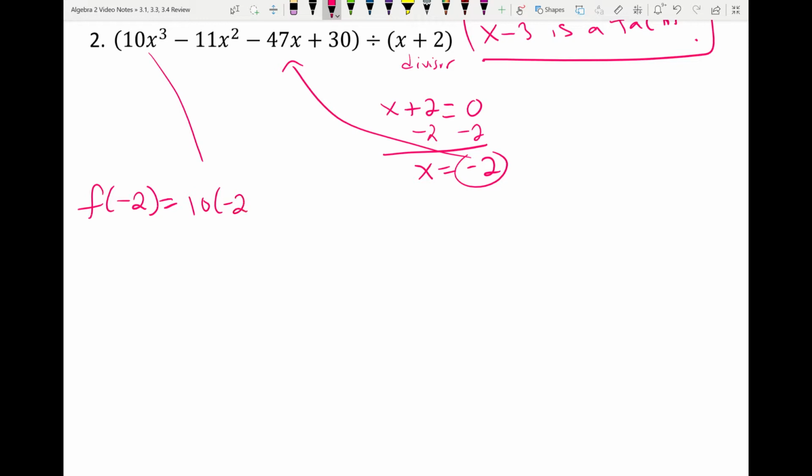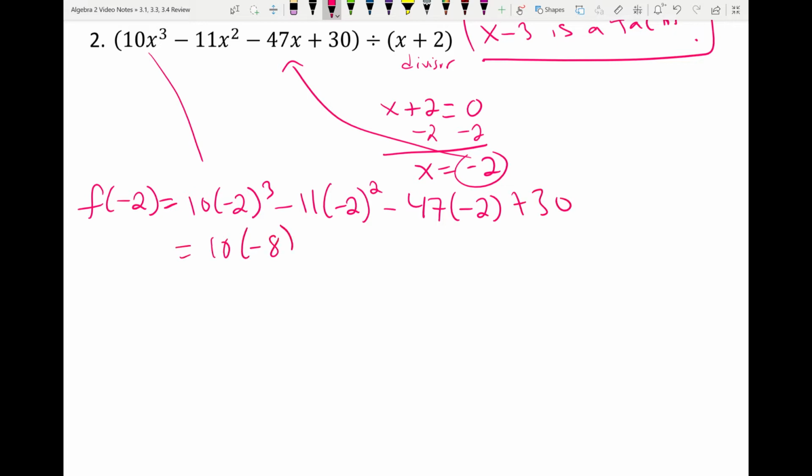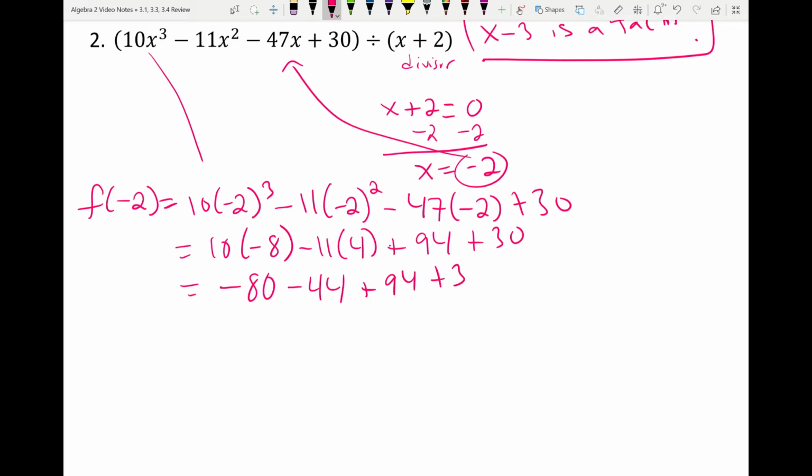10 times -2 cubed, x is -2, minus 11 times -2 squared, minus 47 times x, which is -2 again, plus 30. So we've got 10 times -8. You've got to do the exponent first. 11 times 2 squared is 4, and then this is going to be 47 times 2, so 94. So 10 times -8, 11 times 4. So you've got -124, and then -30 plus 30, which is equal to 0.